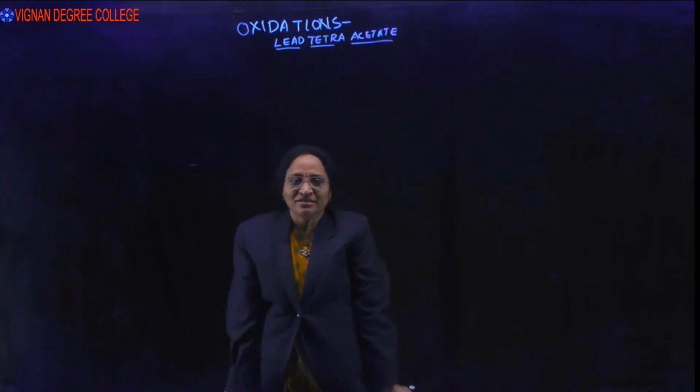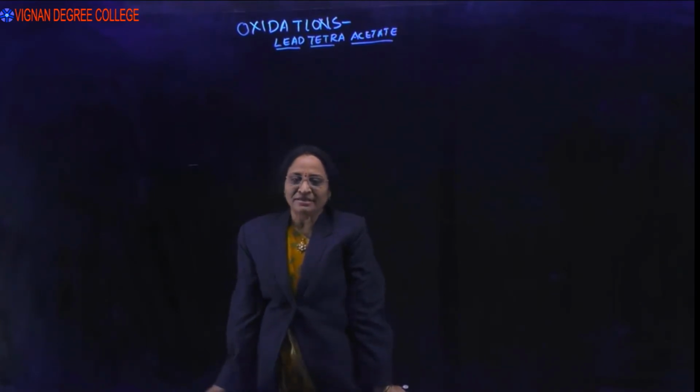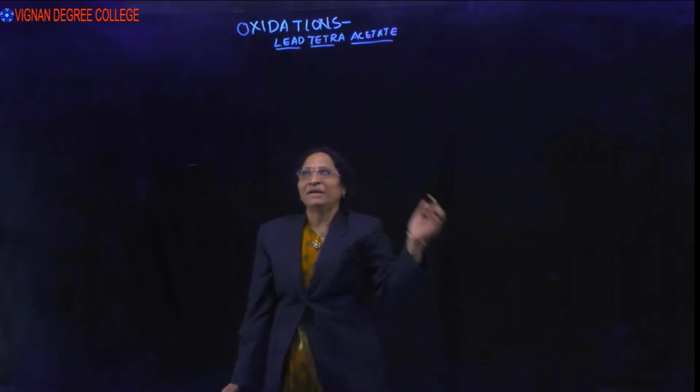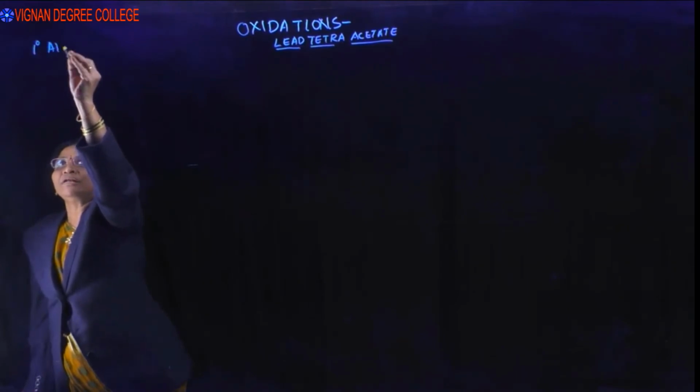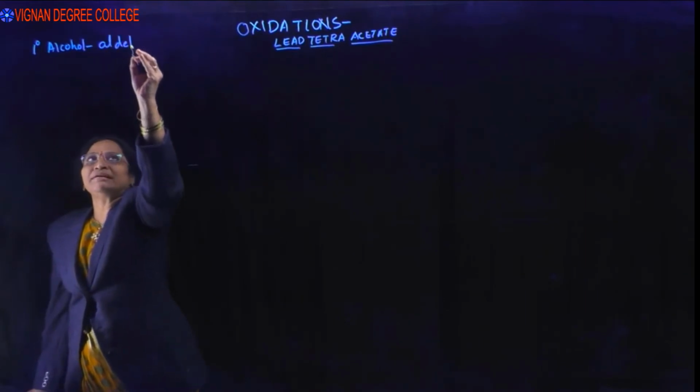Good morning, students. So in the last module we were discussing the oxidations by using lead tetraacetate. We have discussed two applications, that is oxidation of vicinal diols as well as oxidation of primary as well as secondary alcohols. And in the primary alcohols we have seen that by using lead tetraacetate, primary alcohols can be oxidized into aldehydes. Primary alcohols undergo oxidation to give aldehydes by using lead tetraacetate.